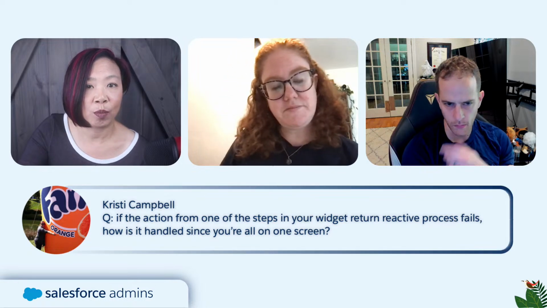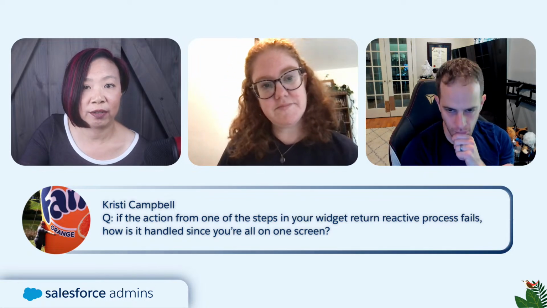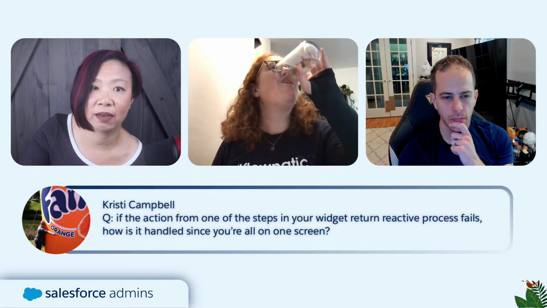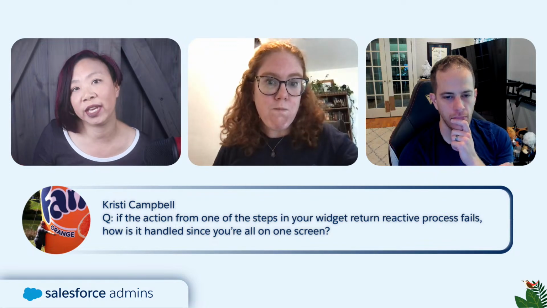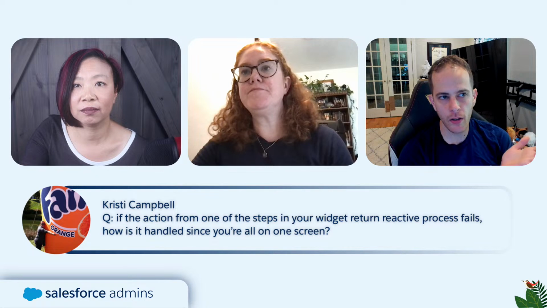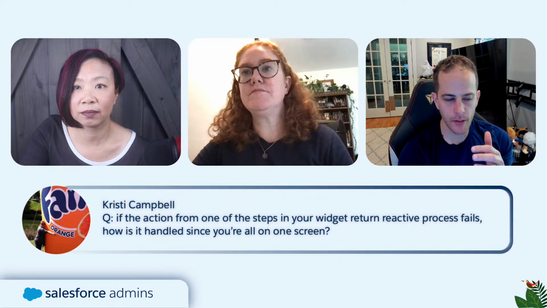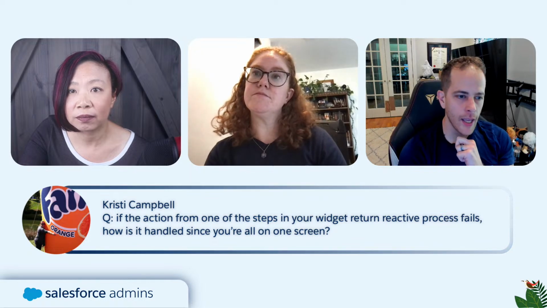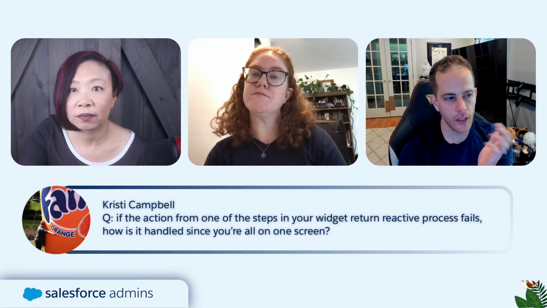If the action from one of the steps in your widget returns a reactive process fails, how do you handle that if it's all in one screen? Yep, good question. Whenever there's an error, there's an error message that pops up, well, not up, but under the actual button component. And if you wanted to do something different, you could always output a message.